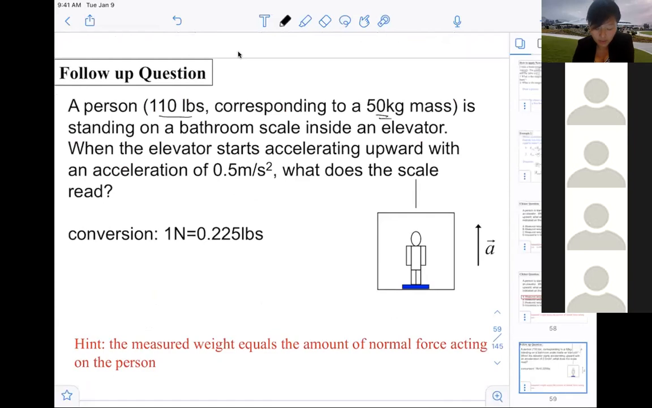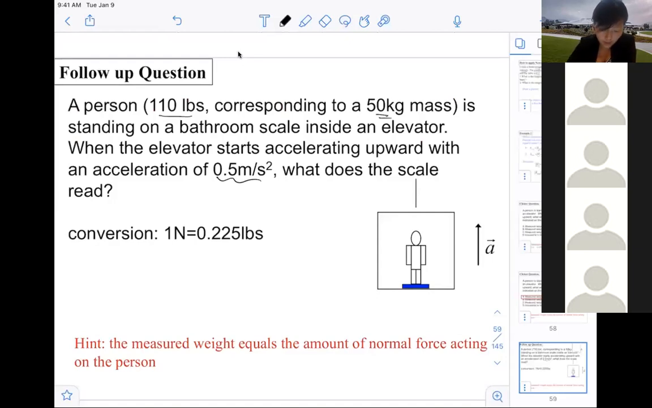So now he's standing on the scale and the elevator goes upward, accelerating upward with acceleration 0.5 meters per second squared. So what does the scale read? Let's try to calculate it. All right, so let's draw the free body diagram as we did previously.